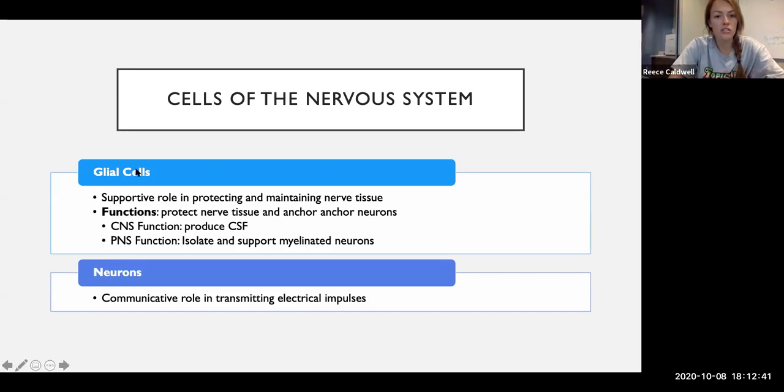But we also have glial cells, and their main function in the central nervous system is to produce cerebrospinal fluid, CSF. When we get into the brain and the spinal cord, specifically, we'll look more at CSF. But just know that glial cells produce cerebrospinal fluid, and that'll make more sense whenever we look at what cerebrospinal fluid actually is. And then know that neurons are one of the main cells of the nervous system.